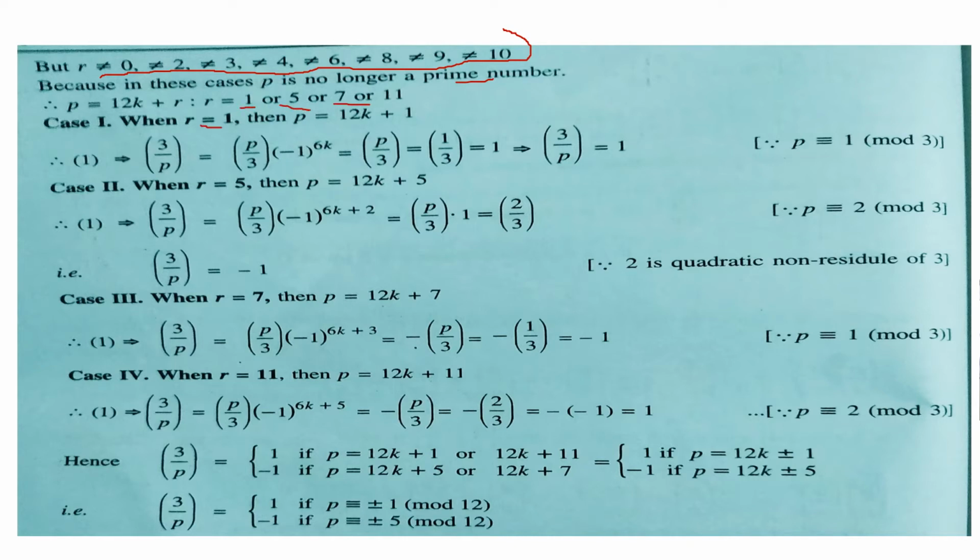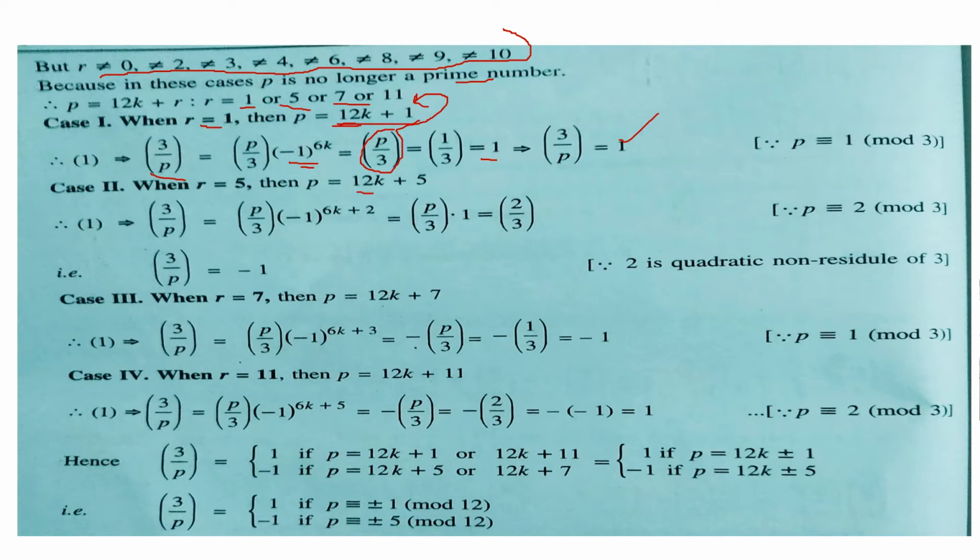So if r is equal to 1, we have p equal to 12k plus 1. We put the value of p in equation number 1. We get (p/3) times (-1) raised to the power 6, which is positive, so it will be (p/3). When we divide p by 3, the remainder will be 1, so it will be congruent to (1/3), and 1 is a quadratic residue modulo 3, so it is 1. So we get the value of (3/p) equal to 1 in the case of 12k plus 1.